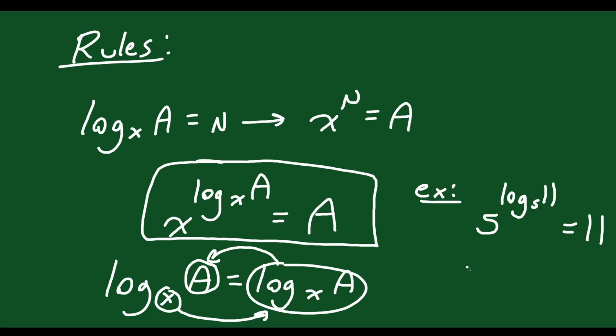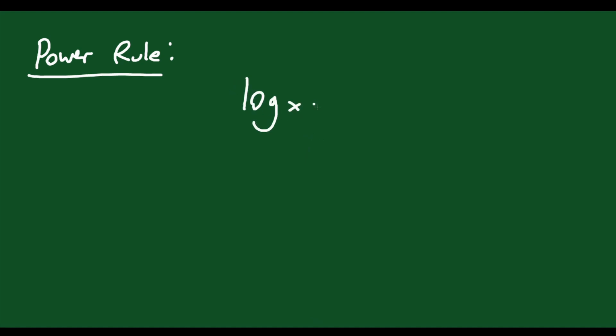That's the first one. The next one is what we call the power rule. This one's also very useful, especially when it comes to solving for exponents. The power rule says that if you have log base x of a to the exponent b, you can bring that exponent b to the front of your statement. So this is just going to equal b times log base x of a.